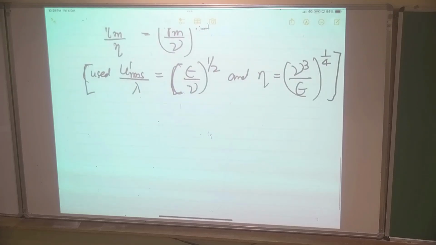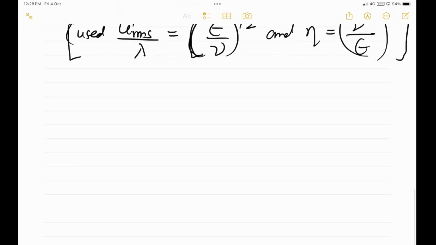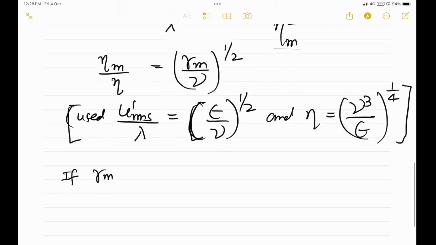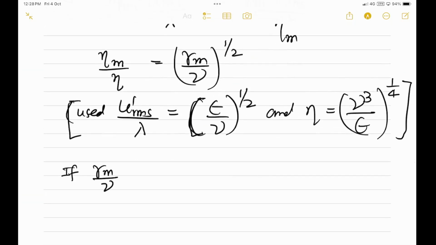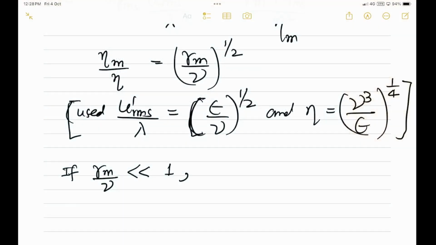Now there is one thing we have to see, and that's of importance. If this ratio, gamma upon nu, the coefficient of diffusion of the magnetic field, is much less than 1, and this tends to happen in gas clouds, where gamma upon nu is of the order of 10 to the power of -8, then what we infer is that eta m is much less than eta.